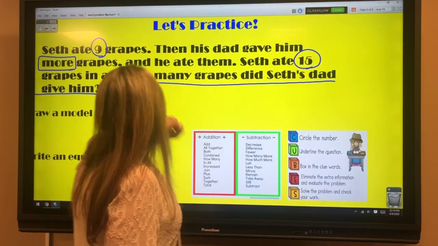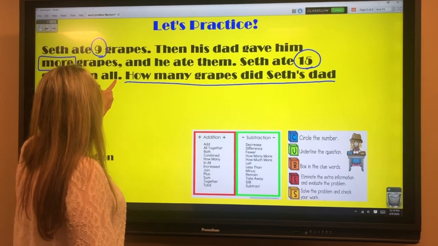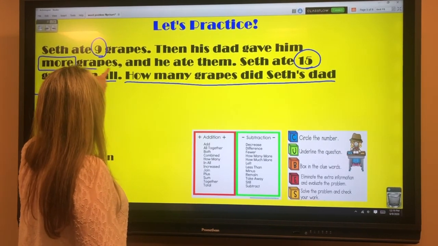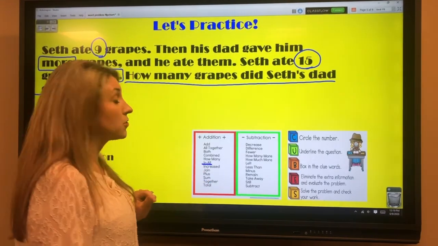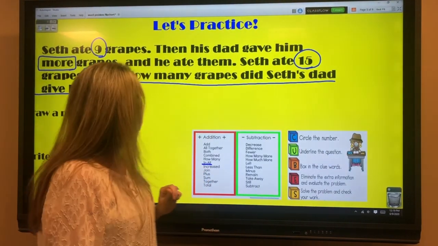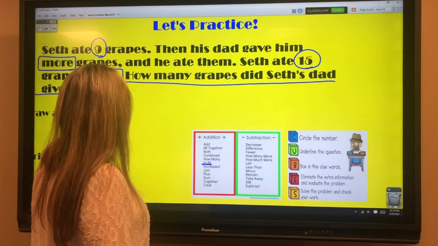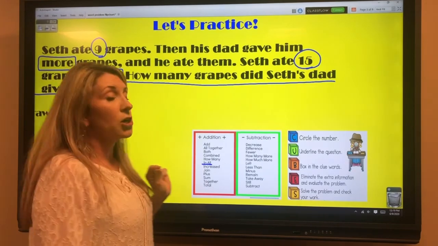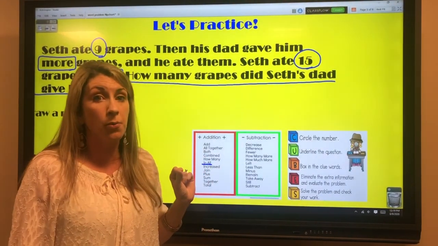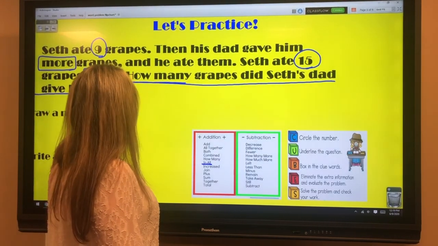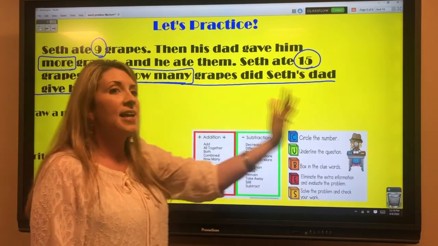Seth ate 15 grapes in all. I do see the words in all are on my list here, and those are very important key words. How many grapes did Seth's dad give him? The beginning of our question here, where it says how many, those are very important too, because we are looking for how many his dad gave him.